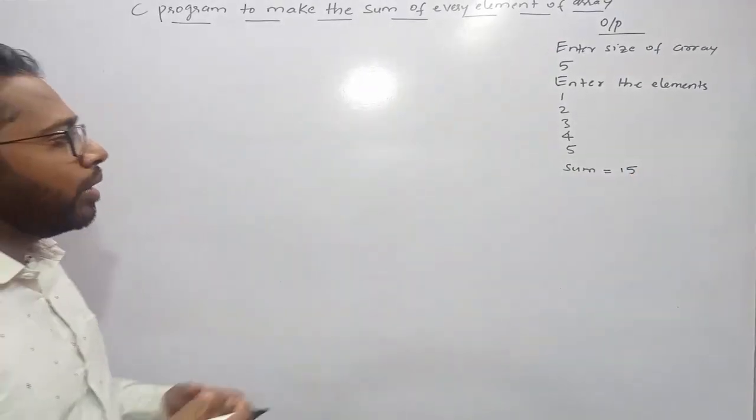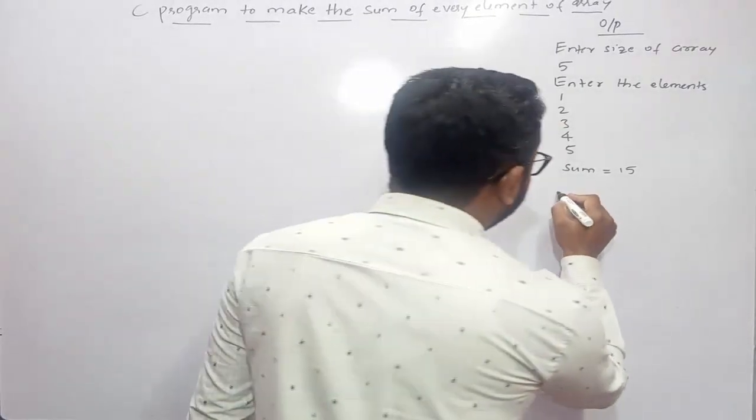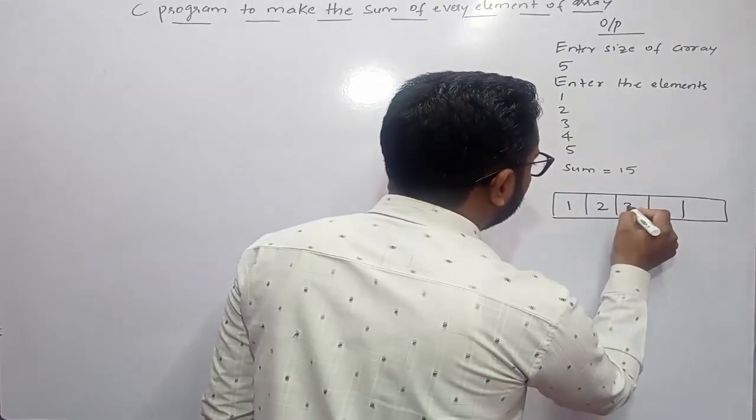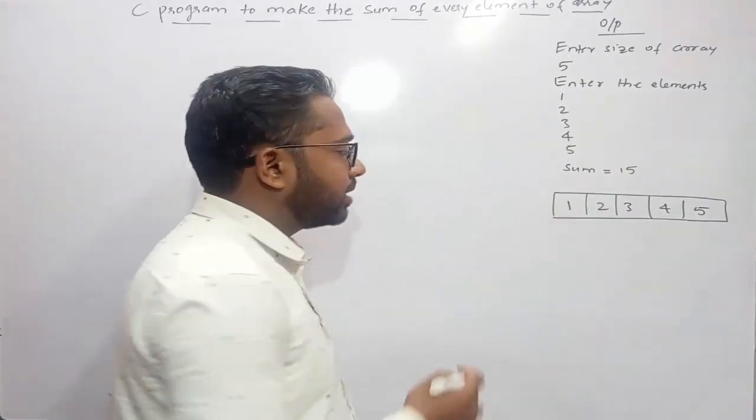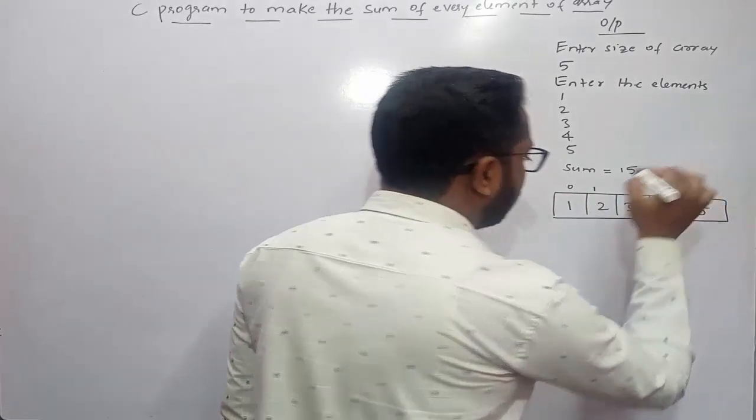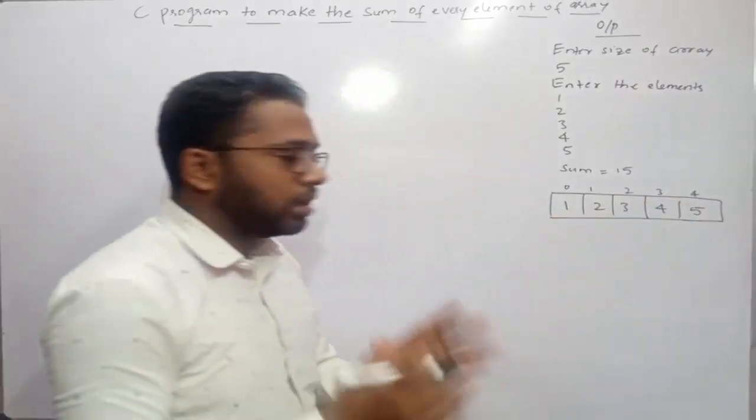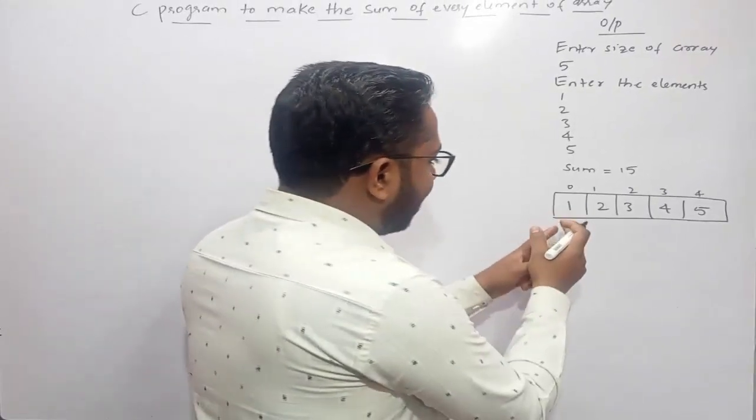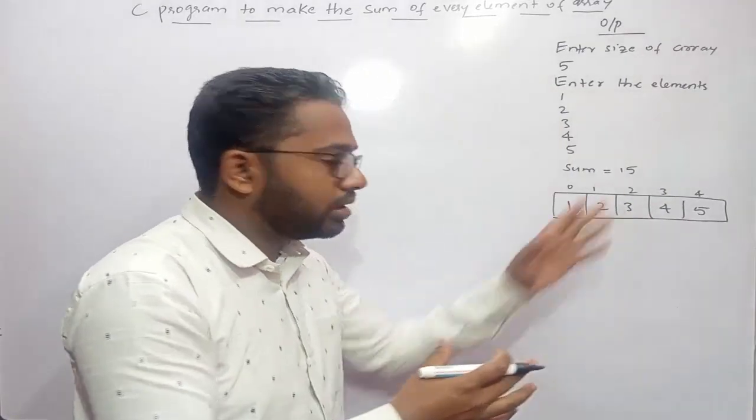So when the user enters these 5 numbers, these numbers should get stored inside an array like this: 1, 2, 3, 4, 5. And each and every location of this array will have the index 0, 1, 2, 3, 4. Now our work is to make the sum of each and every item of the array. So how can we do this? We just have to visit each and every location of the array to make the sum of these numbers.